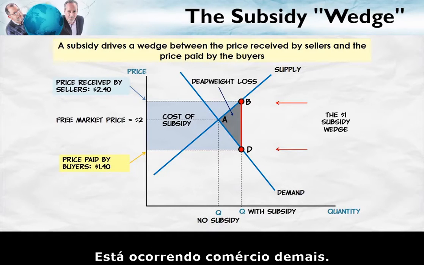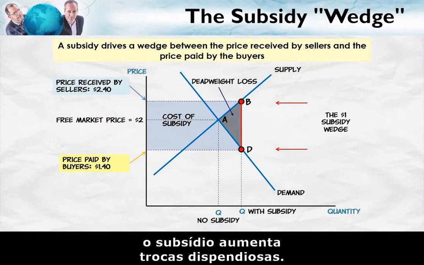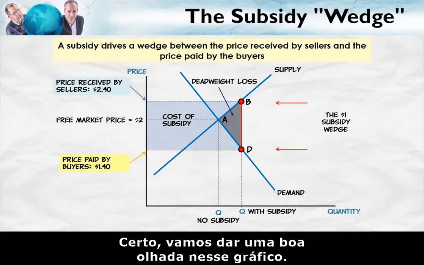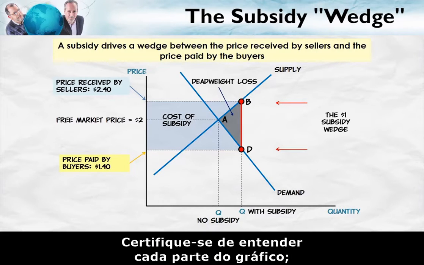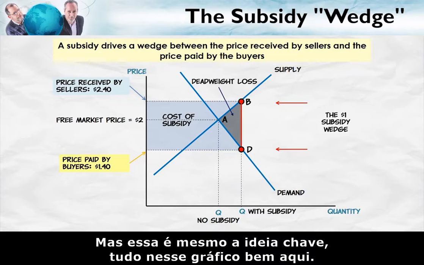There's too much trade going on, as opposed to the tax, where the tax reduces beneficial trades, the subsidy increases wasteful trades. Okay, take a good look at this diagram. Make sure you understand each part of the diagram, and we're going to give some applications and give a few more ways of looking at this diagram. But this is really the key idea, everything in this diagram right here.